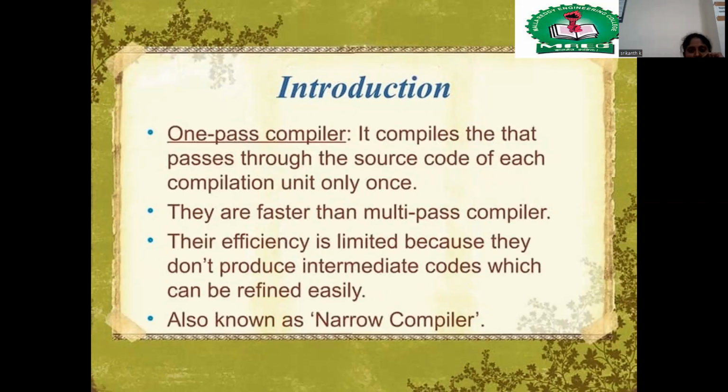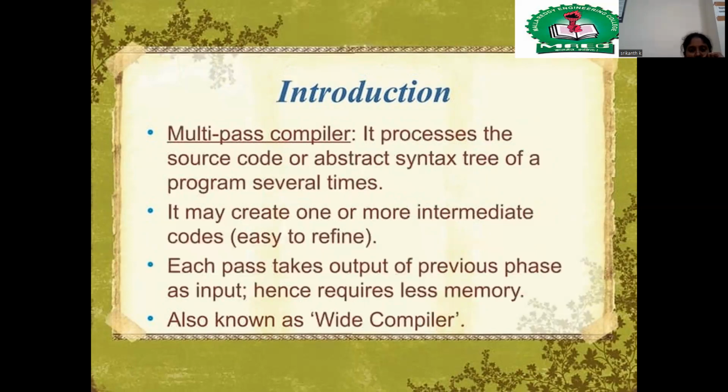After that, while we are going to compile any program, at that time some different types of compilers are there. In that, one pass compiler. One pass compiler means it passes through the source code of each compilation unit only once. They are faster than multipass compilers. Their efficiency is limited because they don't produce intermediate codes which can be refined easily. It is also known as a narrow compiler.